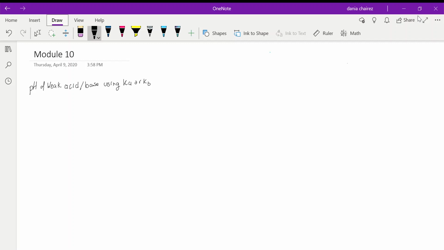So this is technically the last part of this module. So you guys, we're in the home stretch now. Woohoo. But okay, so what we're going to be figuring out is the pH of a weak acid or base using Ka or Kb. And like I said, a strong acid dissociates completely and a weak acid doesn't.